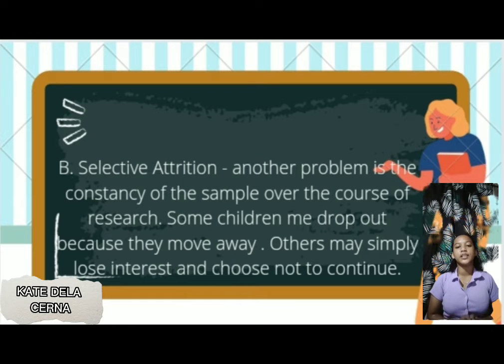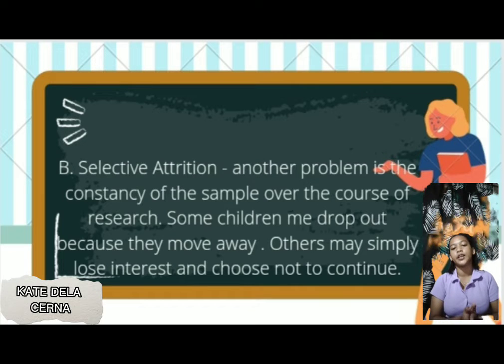In psychological experiments, selective attrition describes the tendency of some people to be more likely to drop out of a study than others. This tendency can threaten the validity of a psychological experiment.